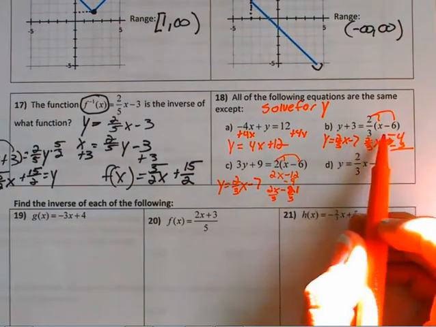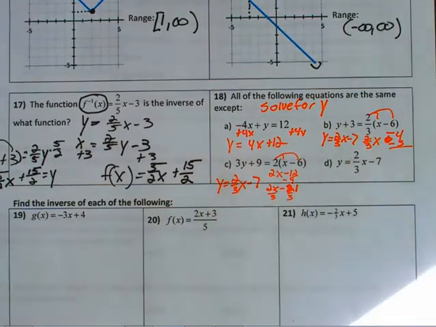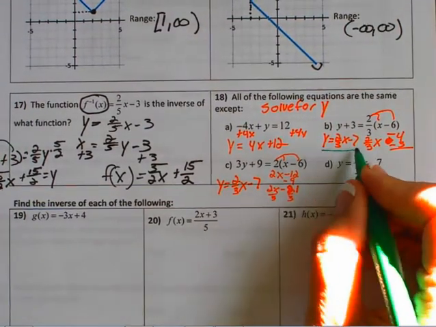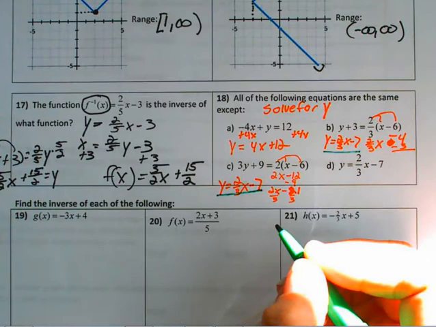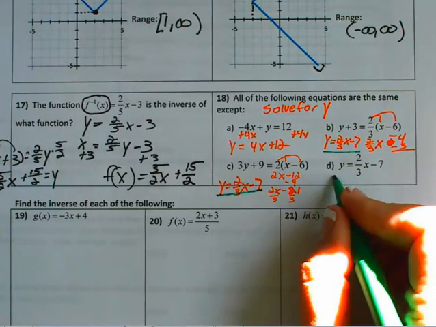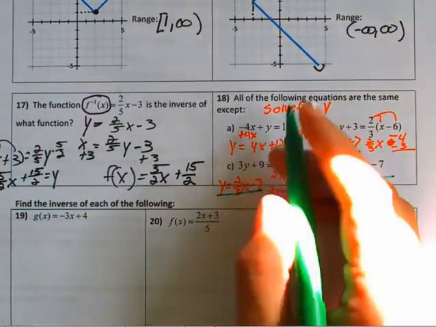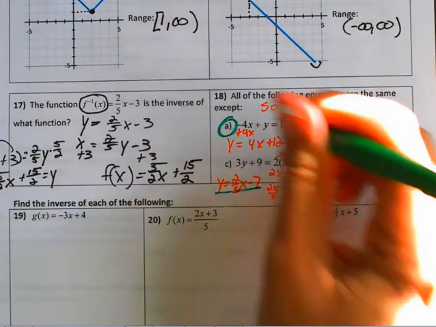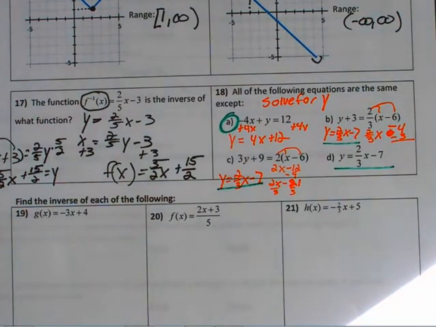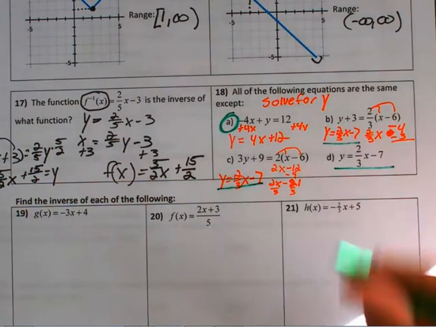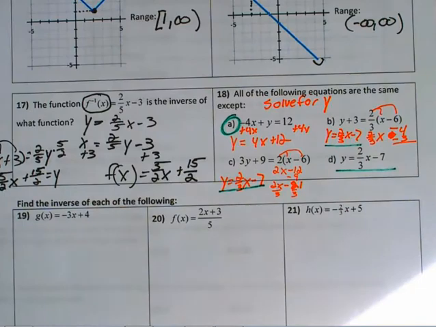Okay. So once you solve for y for each of these, I'm not going to go through this because you should know how to solve for y. Notice that this one is y equals 2/3 x minus 7. This one will reduce, or once you solve for y, be y equals 2/3 x minus 7. And then we see this one's y equals 2/3 x minus 7. And it says all of the following equations are the same except, so A is the one that is not the same because that one ended up being y equals 4x plus 12. So you've got to solve for y and then compare. This one says except, which means that B, C, and D are all equivalent equations. All right, let's move on.